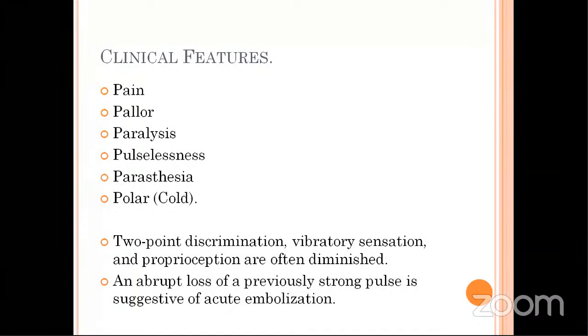Coming to the clinical features, the 6 Ps are the most common. Patients with acute limb ischemia can present with either one or all 6 symptoms: pain, pallor, paralysis, pulselessness, paresthesia, and polar, to signify cold and clammy extremities. In these patients, the 2-point discrimination, vibratory sensation, proprioception, and all the deep sensations are often diminished. An abrupt loss of a previously strong pulse is also suggestive of acute embolization.